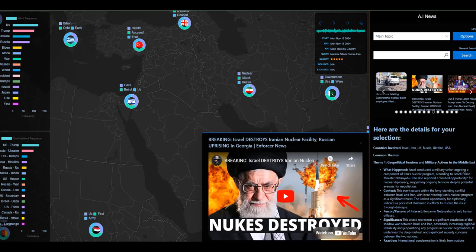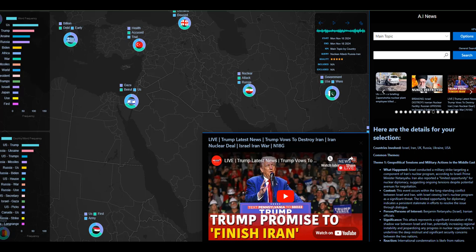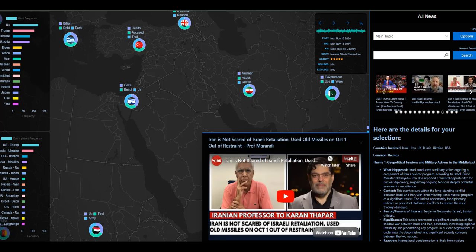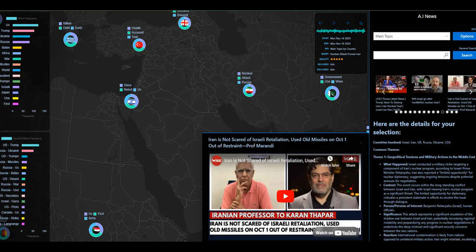Context: this event occurs within the long-standing conflict between Israel and Iran, with Israel viewing Iran's nuclear program as a significant threat. The limited opportunity for diplomacy indicates a persistent stalemate in efforts to resolve the issue through dialogue. Persons of interest: Benjamin Netanyahu, Israel, Iranian officials.